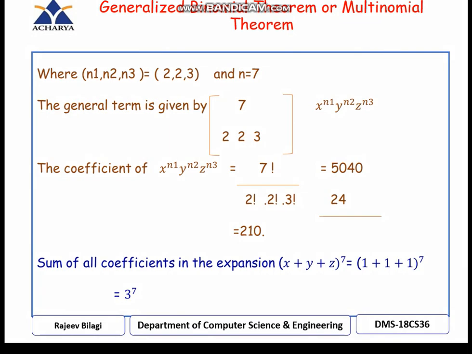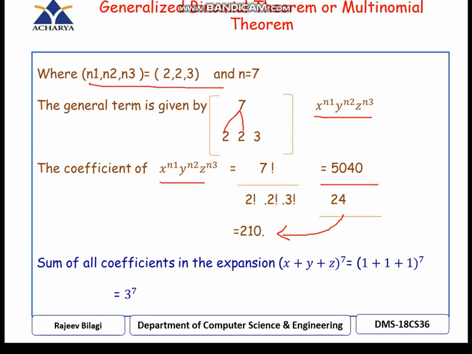So now what I have done is 7 divided by 2, 2, 3. So x to the power of n1, y to the power of n2, z to the power of n3. So the coefficient of this is given by 7 factorial divided by 2 factorial into 2 factorial into 3 factorial. Okay, if you do this, 7 factorial divided by this value, you are going to get 210. So the coefficient of this will be 210.